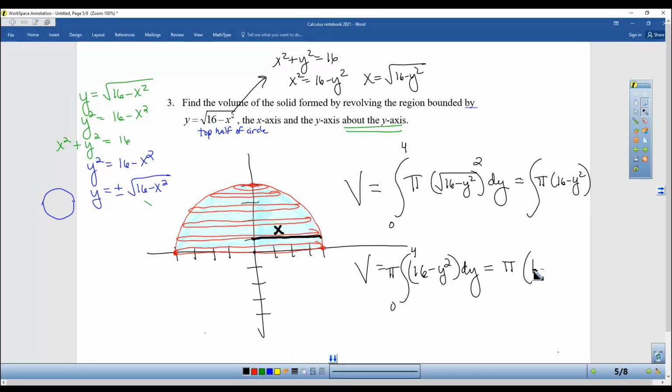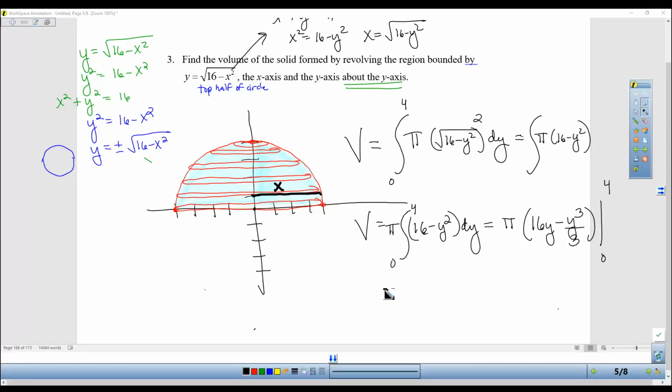times 16y minus y cubed over 3 from 0 to 4 is equal to pi times 64 minus 64 thirds minus, and unfortunately when I plug a 0 in, I do get 0 for both of them.